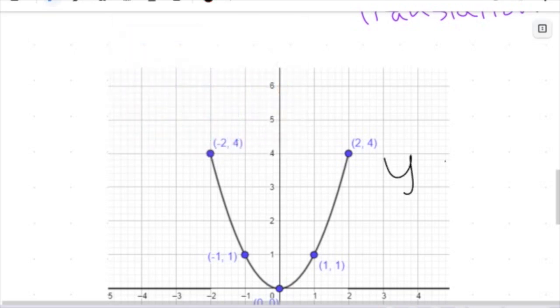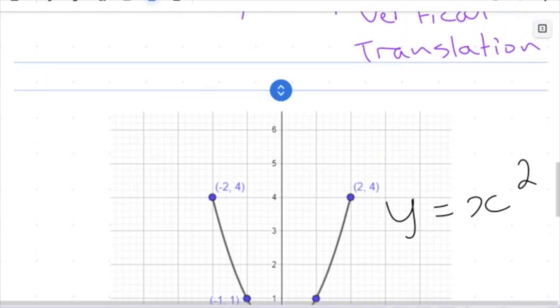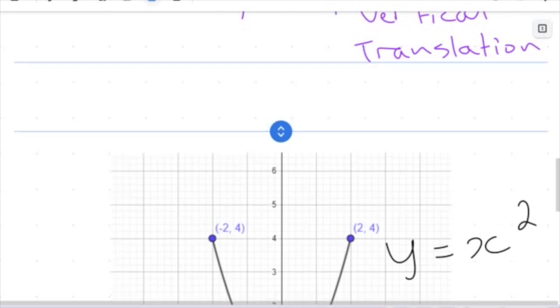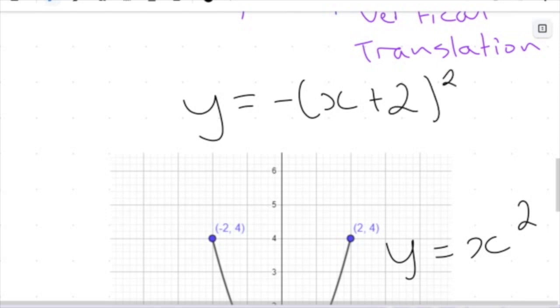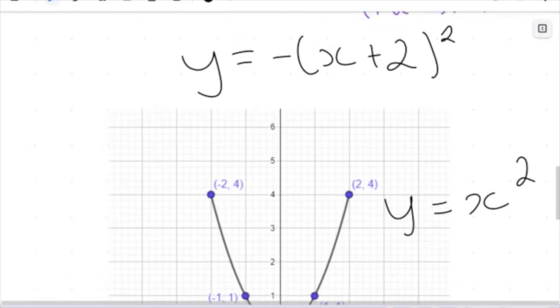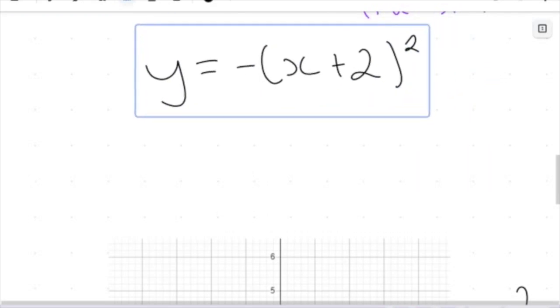Now I'm starting again with my simplest parabola, y equals x squared, and in my second example, I want to sketch y equals minus (x plus 2) squared. So, let me center this.